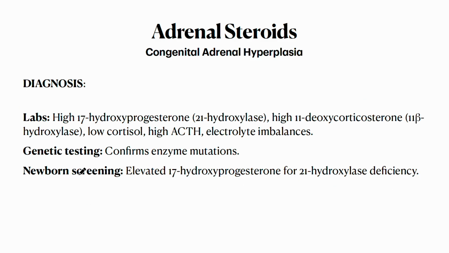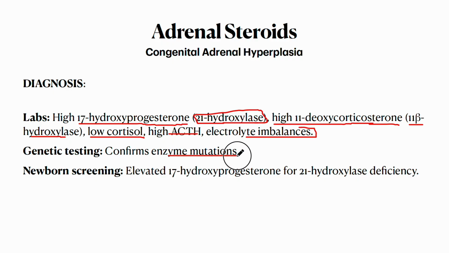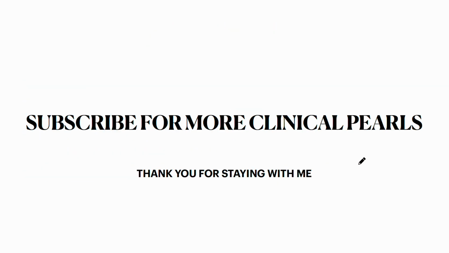But how do we diagnose this case? There is obviously high 17-hydroxyprogesterone in 21-hydroxylase deficiency, and high 11-deoxycorticosterone in the case of 11-beta-hydroxylase deficiency, and there is low cortisol level, high ACTH, and also electrolyte imbalances. Genetic testing confirms enzyme mutations, and on newborn screening, there is elevated 17-hydroxyprogesterone for 21-hydroxylase deficiency. So that is all about congenital adrenal hyperplasia.